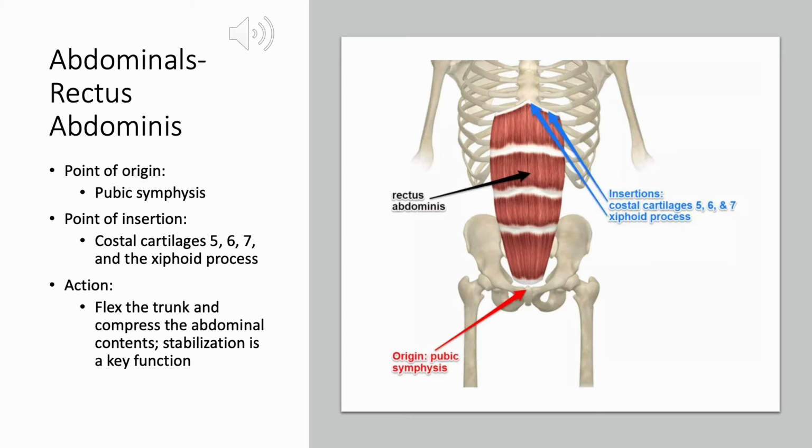The point of origin is the pubic symphysis. The point of insertion is the costal cartilages 5, 6, and 7, and the xiphoid process. The action is to flex the trunk and compress the abdominal contents. Stabilization is a key function.